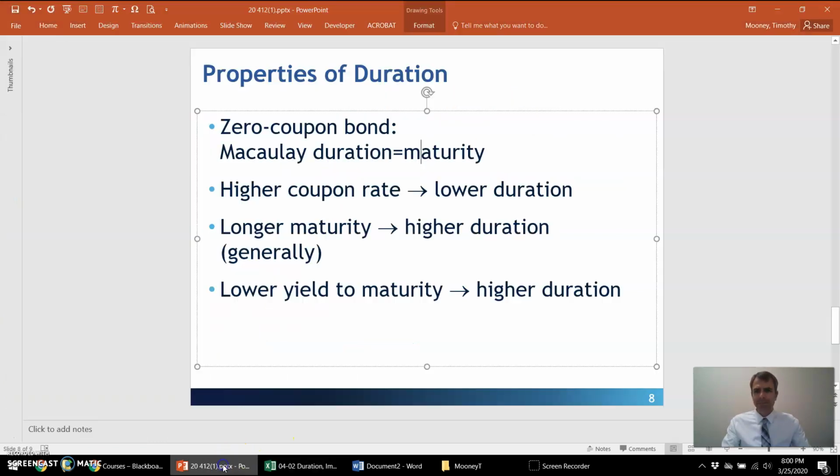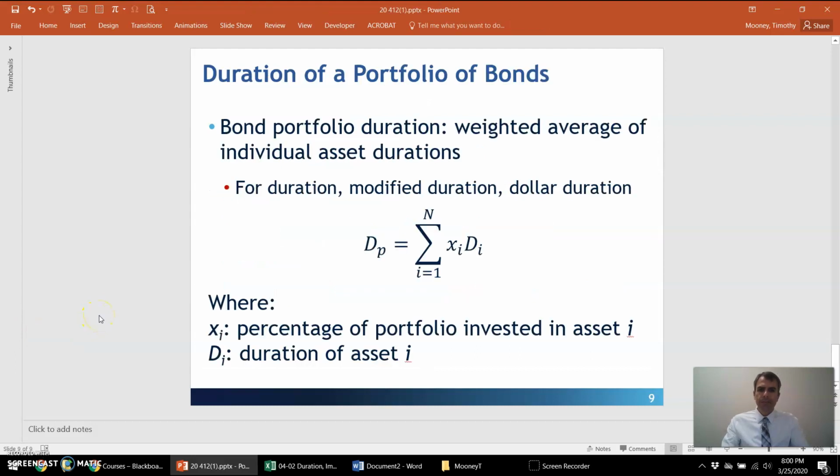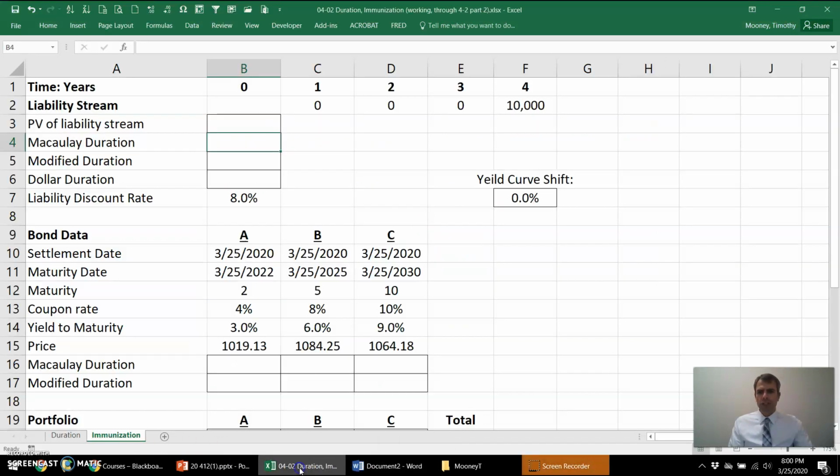Okay. You can take a look and read up on some of these other properties of duration at your leisure. Another property of duration is that for a portfolio of bonds, its duration is just equal to the weighted average of the individual bond durations, right? Whether it's Macaulay duration, modified duration, or dollar duration, okay? And let's illustrate that in the immunization tab of the spreadsheet.